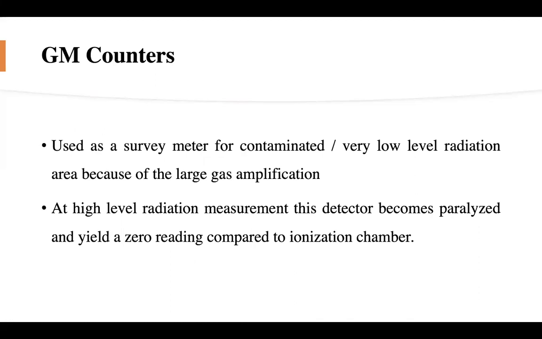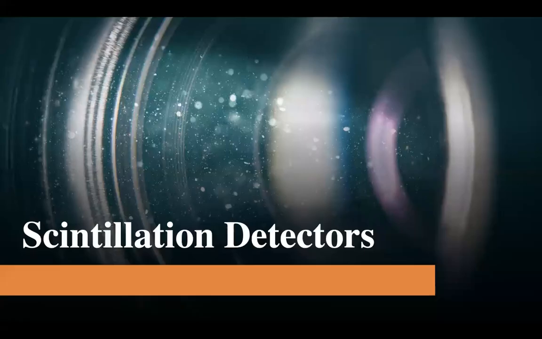The Geiger counter is used as a survey meter to detect contamination, and also for very low level radiation because of its high sensitivity. At high levels of radiation, because the applied voltage is high, the detector will be paralyzed in collecting the ion pairs produced by radiation. So it will give 0 at high level radiation.